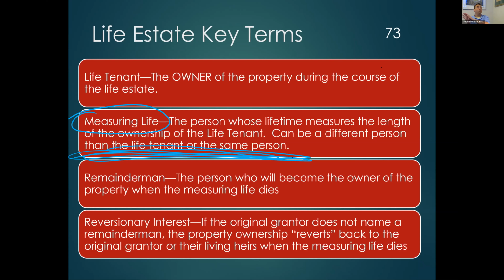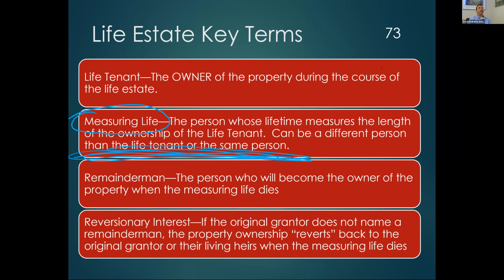So once the measuring life dies, then we need to know, okay, where is this thing going? Who's going to own it next? Who's next in line? The property needs an owner. Everybody with me on that? And next in line is completely up to the original grantor who created this mess in the first place. No matter how long ago it was created, no matter how many people have bought and sold it in between, the original grantor, when they created this thing, got to decide what was going to happen at the end of it. And here's what they said.